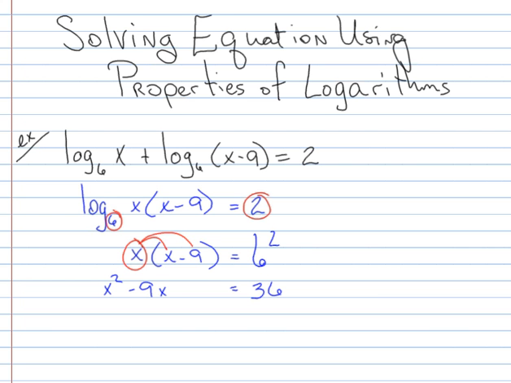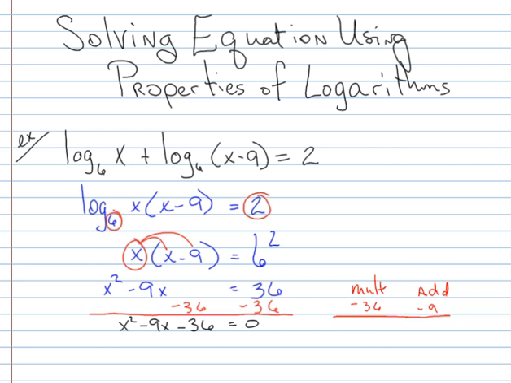At this point, we're going to subtract 36 from both sides. So minus 36, minus 36. I'll go through here, and I now have x squared minus 9x minus 36 is equal to 0. At this point, I need to factor. So I'm going to come over here to the side and say, what can I multiply to get a negative 36, but add to get a negative 9?